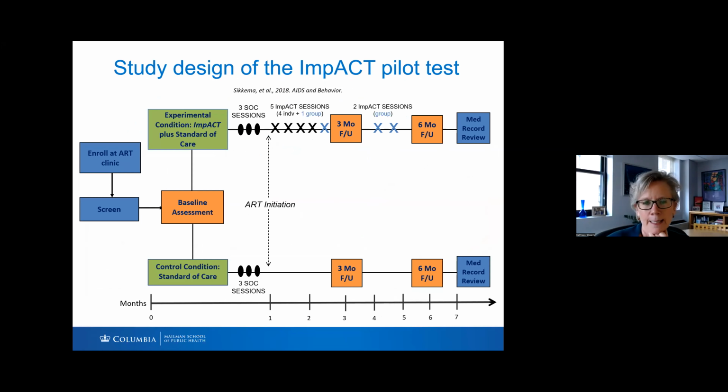Without going into a lot of detail on this, but to make an important point, we developed this intervention as a 4-individual and 3-group session intervention. We pilot tested that through the R34. At the time, this was pre-test and treat. At the time, there were 3 required sessions of adherence counseling in clinics in South Africa before you could get ART. So we used that as our control condition, and then added the experimental intervention.